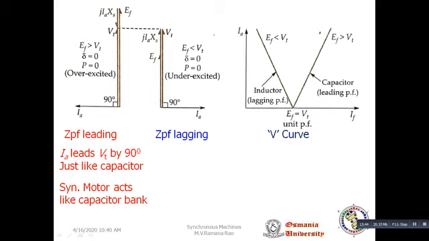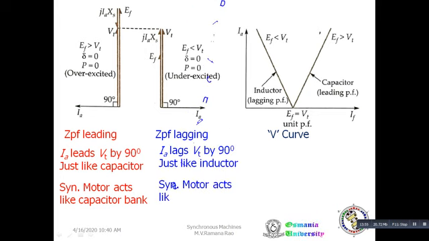And in the second case, you can observe lagging PF. IA lags VT by 90 degrees. So it will be just like an inductor. So the rotating synchronous motor will act just like an inductor. So the synchronous motor acts like an inductor bank. So when EF is lesser than VT, it will act like an inductor, lagging PF. When EF is greater than VT, it will act like a capacitor, leading PF. So this is what the V curves and inverted V curves are about.